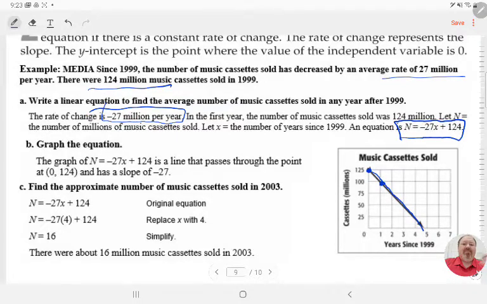Done. Now find the approximate number of cassettes sold in 2003. Well, 2003 would be 4 years after 1999. So 4 would go into my x, because remember, x is the number of years since 1999. So negative 27 times 4 plus 124 would give you 16. So about 16 million cassettes were sold in 2003.